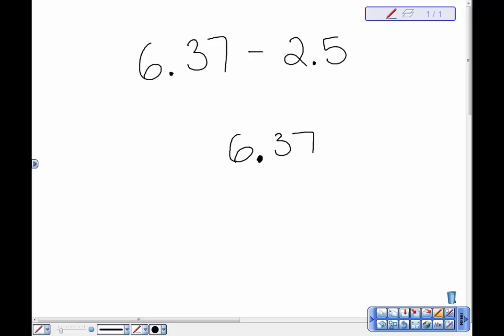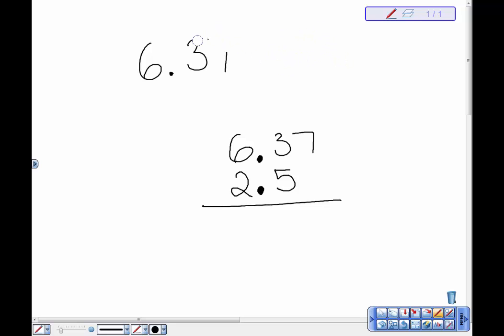Now, this is why I like to write my decimals first when I'm rewriting numbers. With 2.5, I can't line it up by starting my 2 over here or my 5 over here. So I want to line my decimals up first and then fill in my numbers. 2.5. Now you may think to yourself, hey, wait a minute, there's no number under that 7. How am I going to subtract if there's no number under the 7?